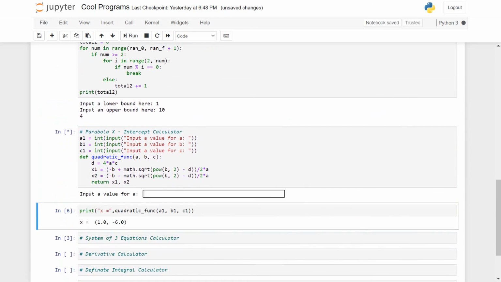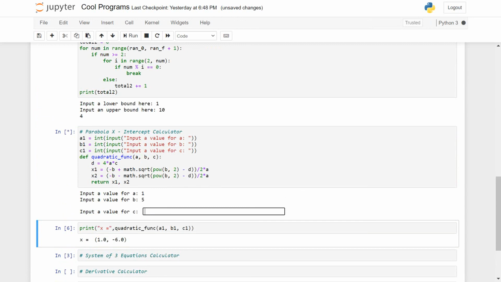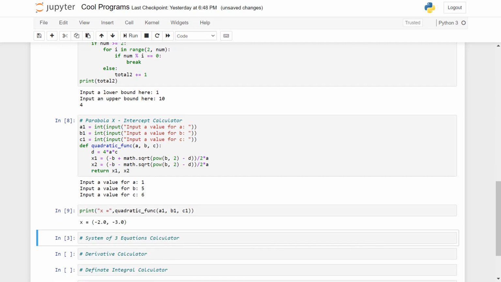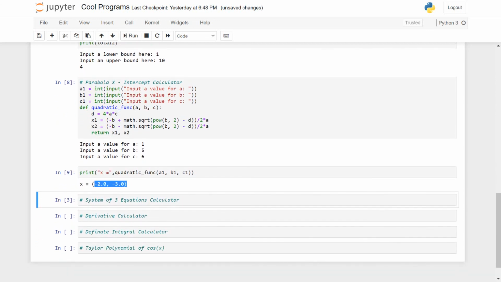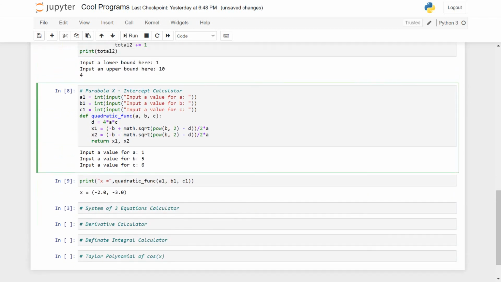Let's just try another one just to make sure. So 1, and let's say, I don't know, 5, and let's see, so 5 to, let's say 6, should give us minus 2, minus 3. Yep, okay, there we go. So that is our quadratic x-intercept calculator finished.